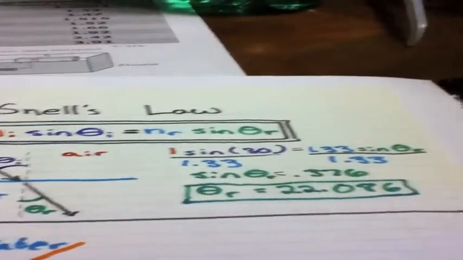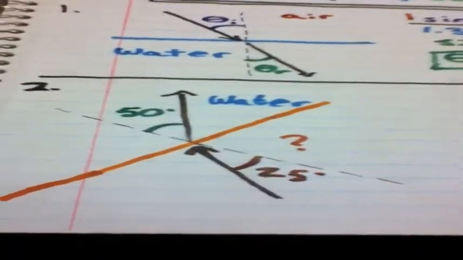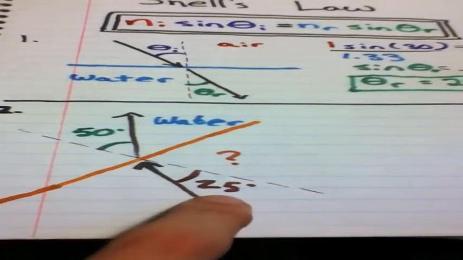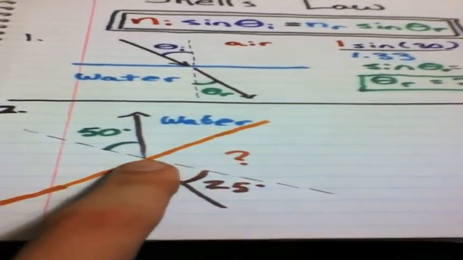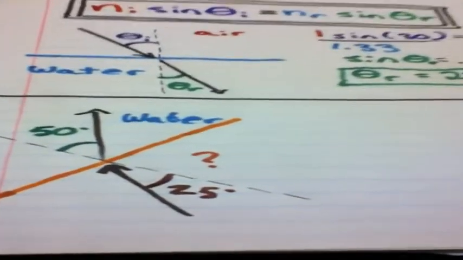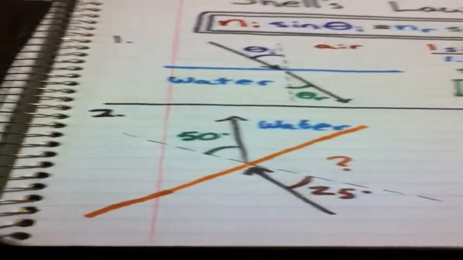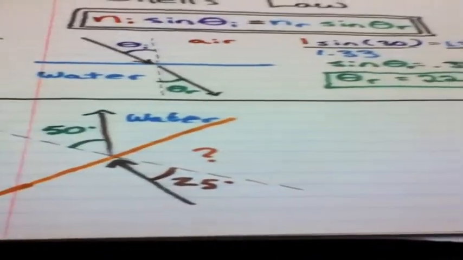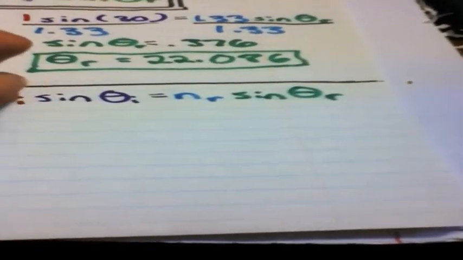Okay? It's easy, right? Let's go to this one. Now here we have an unknown substance. Light's going from an unknown substance at a 25-degree angle, and it hits water, and it comes out at a 50-degree angle. So we have all the angles we need. We just need to figure out what the refractive index of this substance is. Not hard. So let's rewrite our formula. Now let's plug in what we have. We don't have n sub i, so we're going to leave that as is.